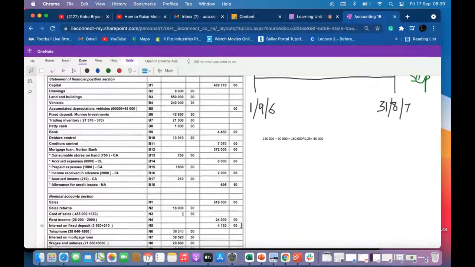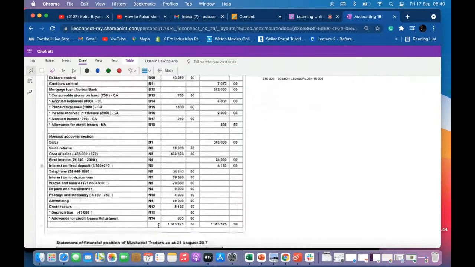Another way to think of this is that there's always at least two accounts that are affected by every transaction. Here we only changed trading inventory. We needed to change another one. So we're debiting that. We recorded that one, recorded that one, recorded that one.